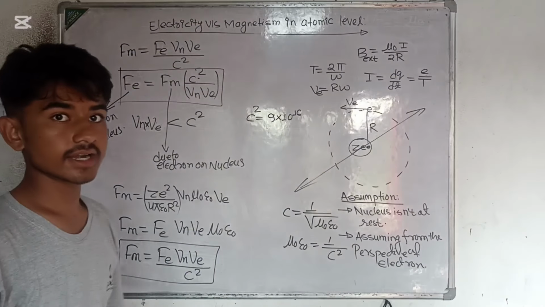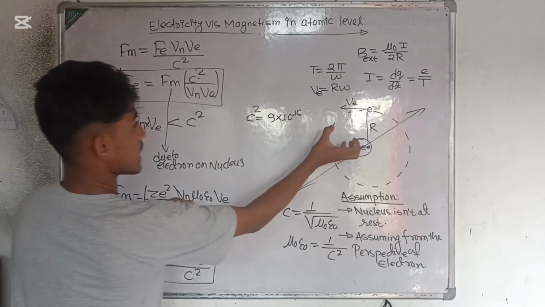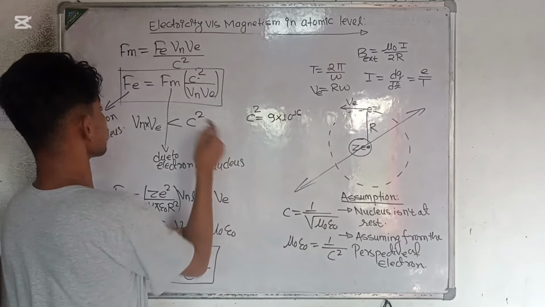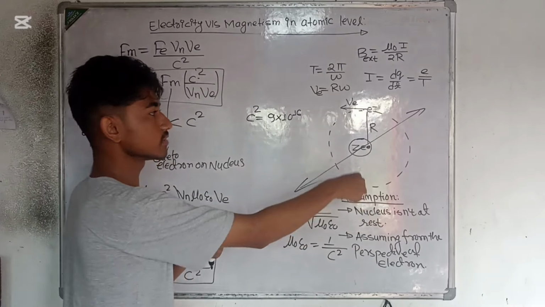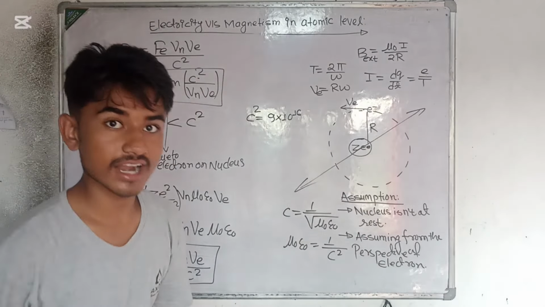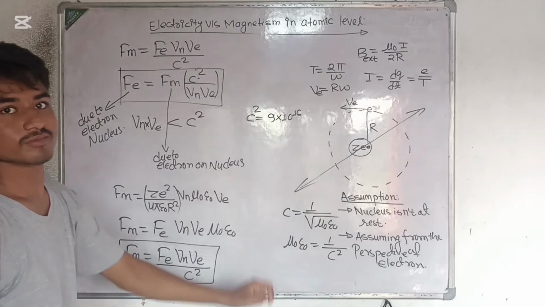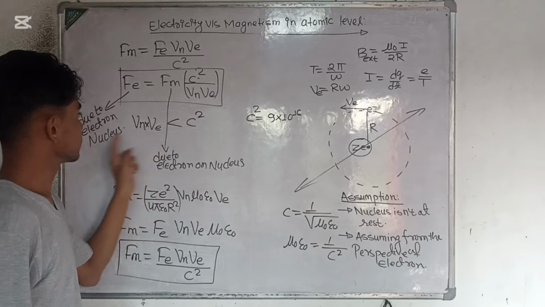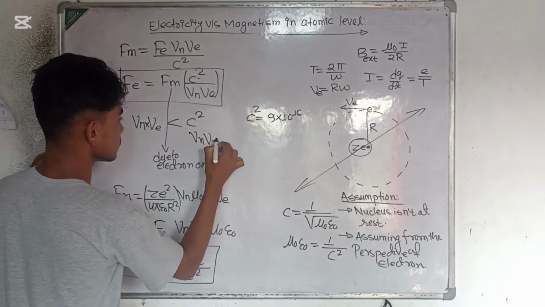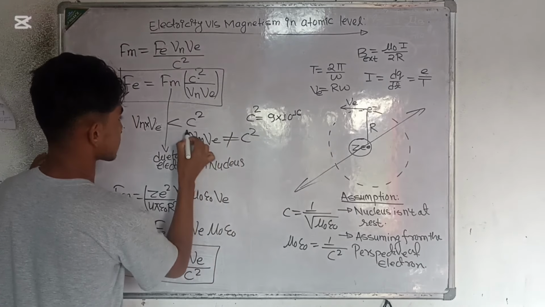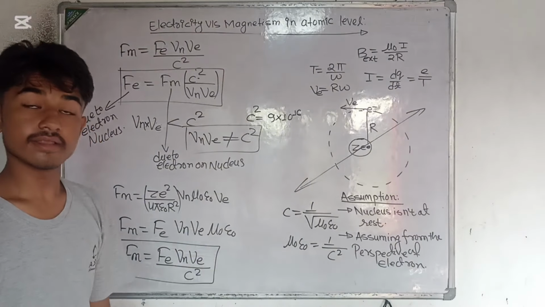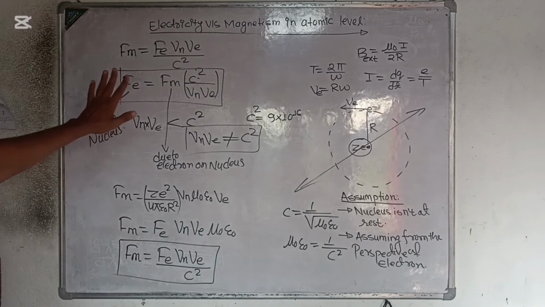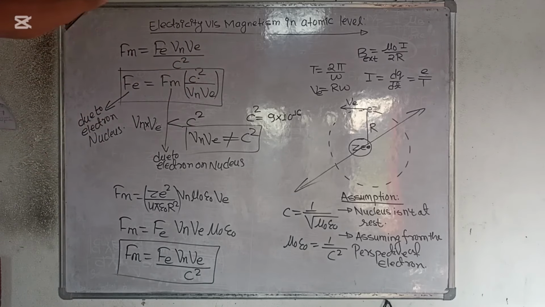So you can say that the electrostatic force acting upon the nucleus due to this electron is more as compared to the magnetic force acting upon the nucleus due to this electron, right? Because here we have the term C squared, and the product of Vn and Ve does not equal C squared. It will never ever, right?